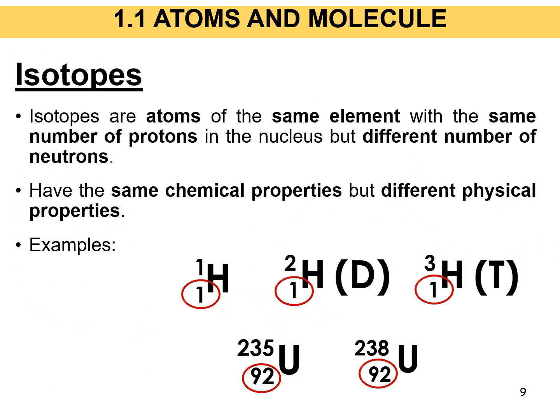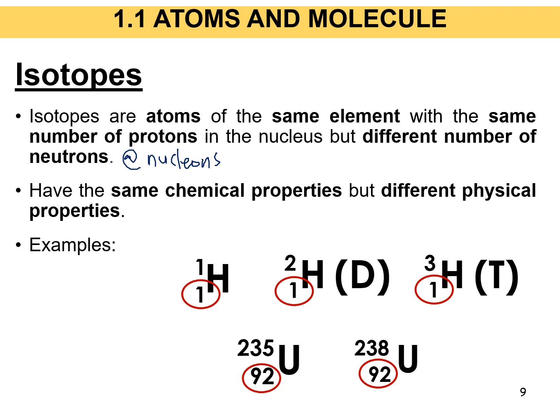Okay, apa pula isotopes? Isotopes adalah atoms yang tergolong dalam elemen yang sama with the same number of protons in the nucleus but different number of neutrons or different number of nucleons. Okay. So basically they have the same chemical properties but different physical properties.